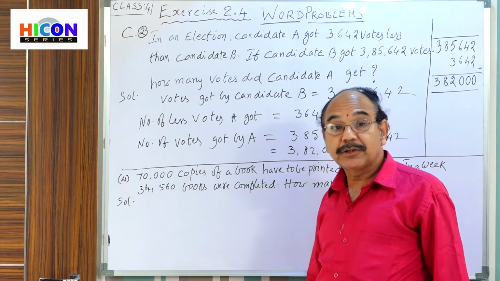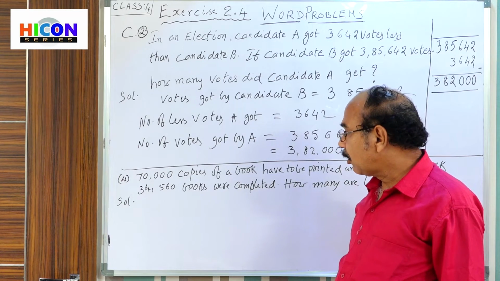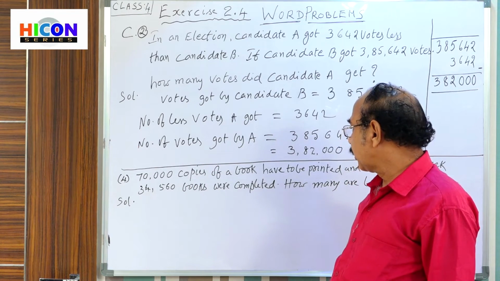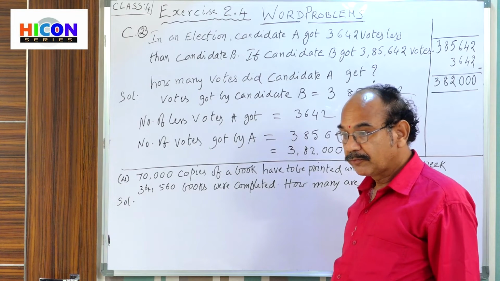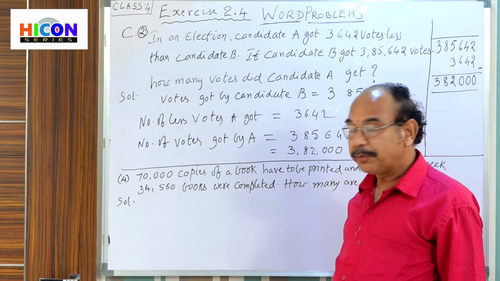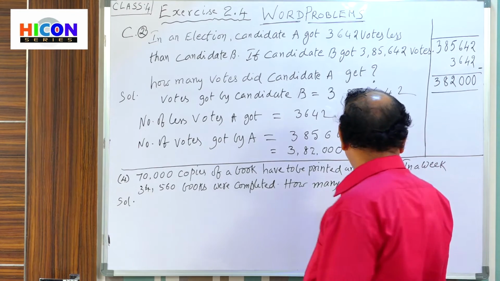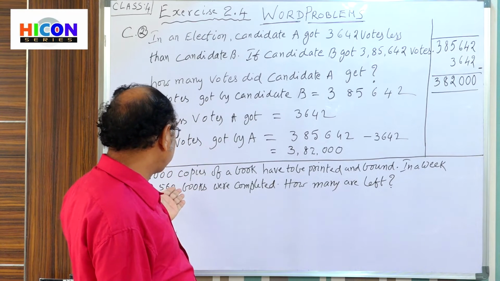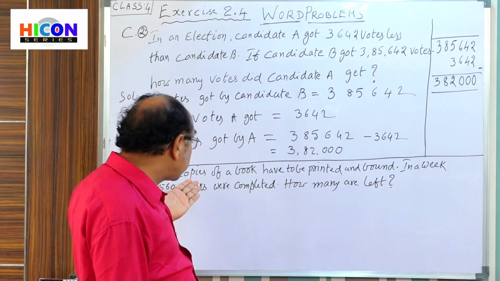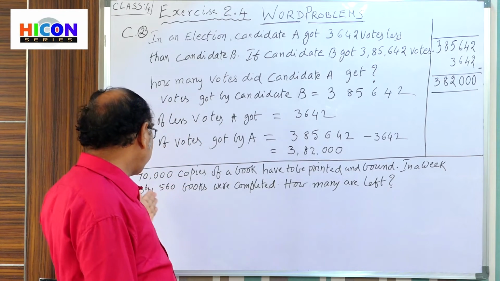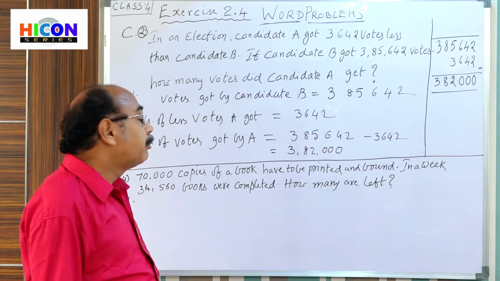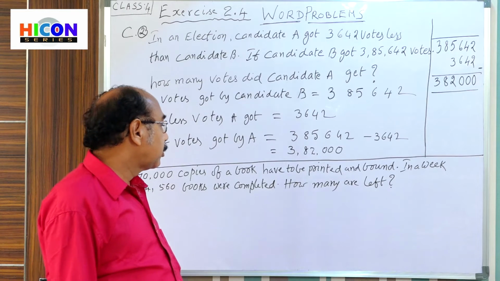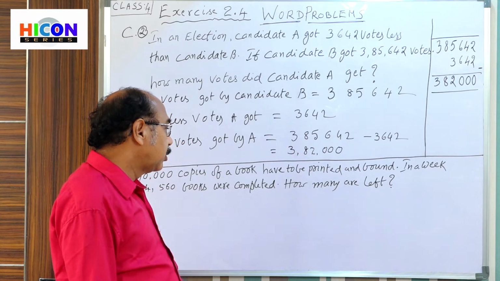This much of copies, 70,000 copies, okay, ordered. How many copies were ordered? 70,000 copies of a book, okay, have to be printed. Order is given for 70,000 copies. But what happened here? In a week, 34,560 books were completed. Only 34,560 books only completed. Remaining books not completed, not printed and not bound. How many are left?